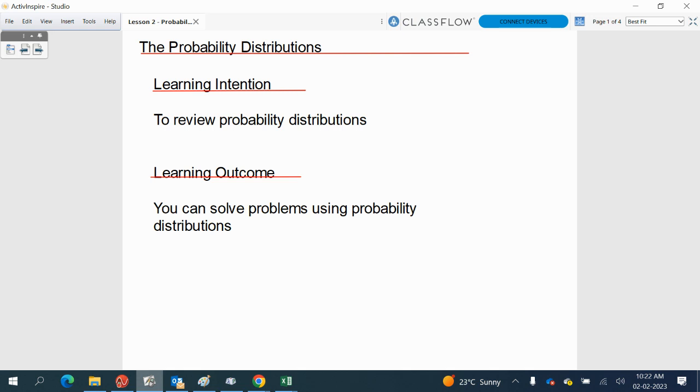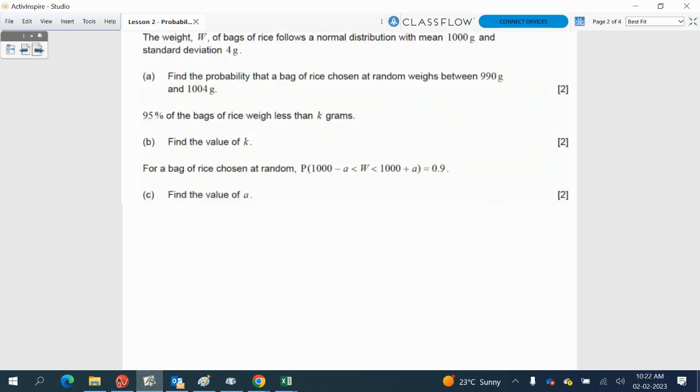Okay, so we're just going to review probability distributions. Our first question looks like this. The weight of bags of rice is normally distributed with a mean of 1,000 grams and standard deviation of 4 grams. So this is clearly a normal distribution question. Normal distribution questions are easy to spot. They talk about standard deviation and mean. And then you know where you're going, especially if you see standard deviation in the probability. We're talking about a normal distribution.